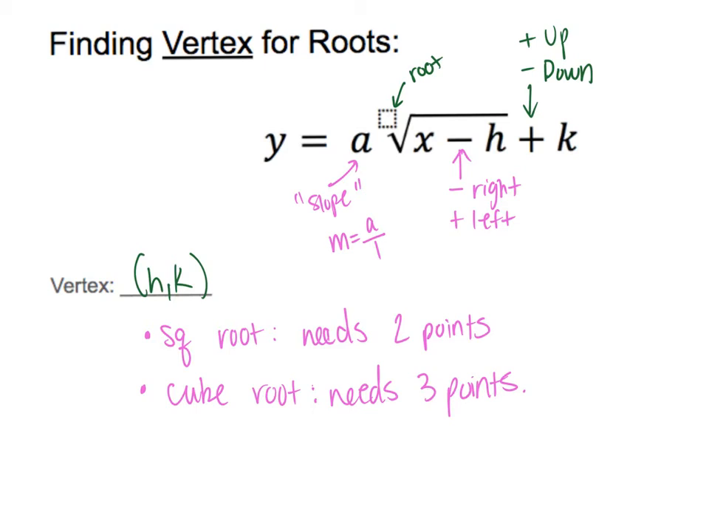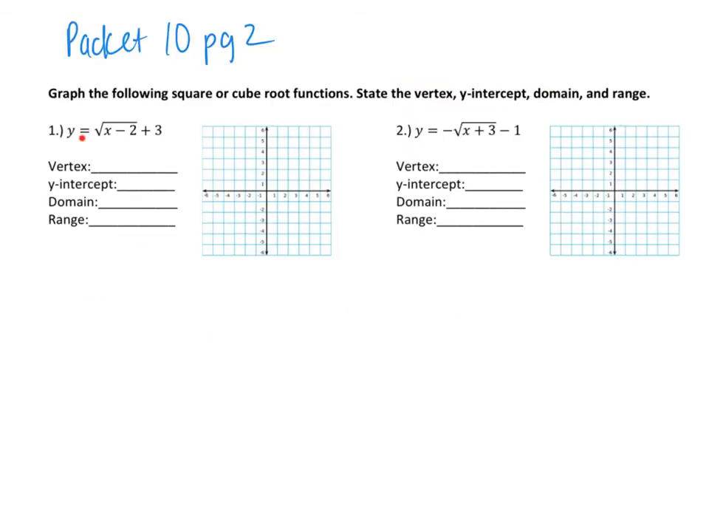So I'm going to now go to page 2 of the homework in the packet, and we're going to start with problem number 1. All right, so here I have problem number 1 from packet 10, and this is page 2. And I have to create the graph and figure out the vertex, y-intercept, and domain and range. So the first thing I want to start off with is figuring out what type of root we have. So this here is a square root. So if this is a square root, then that means that I'm going to be plotting at least 2 points. A square root has at least 2 points on the graph, and it's also a one-sided curve.